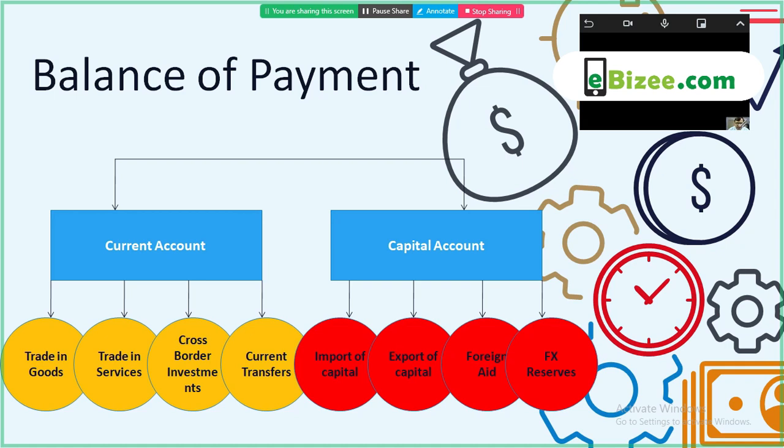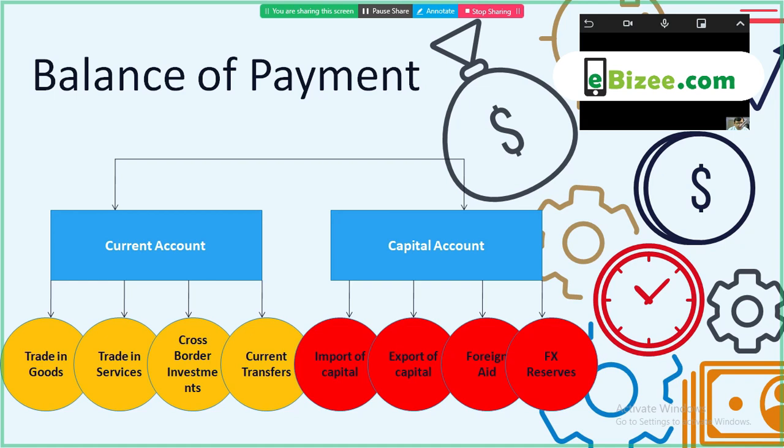One of the reasons for that is that, for example, the transactions which are mentioned in current account, which are trade in goods, trade in services, cross-border investment, both the sides, the Indians making investment outside and the foreigners making investment in India, and the current transfers, which are not classified into other categories. All these signify the alteration of assets or liabilities in capital account in the form of, for example, if we export something, we are importing foreign currency, which we call import of capital.